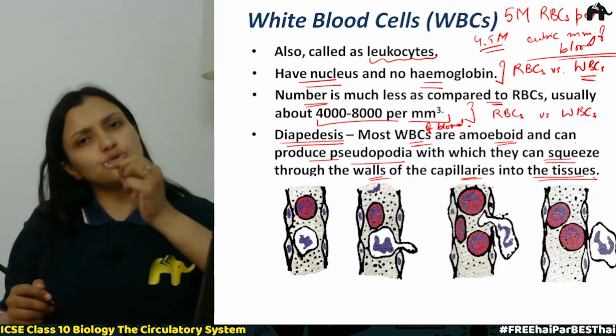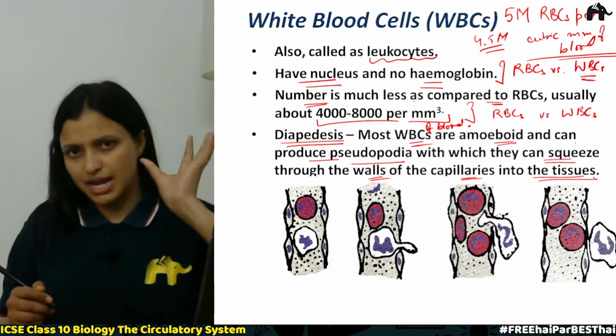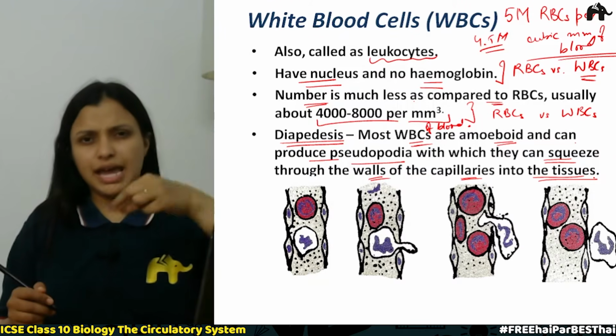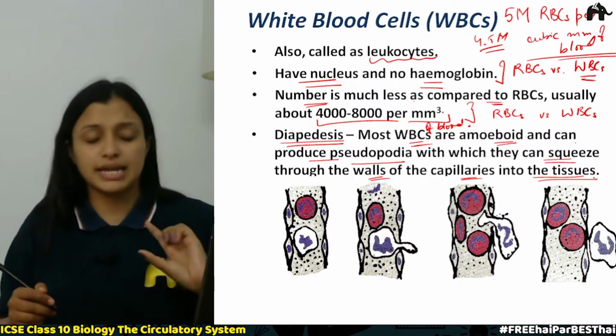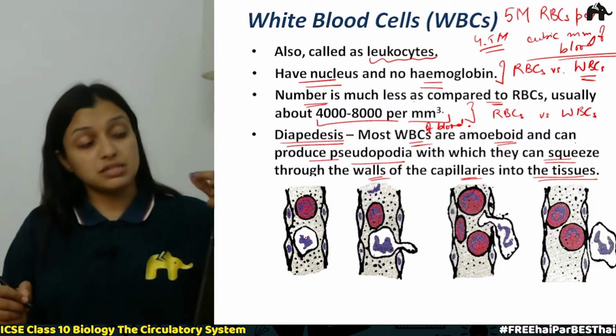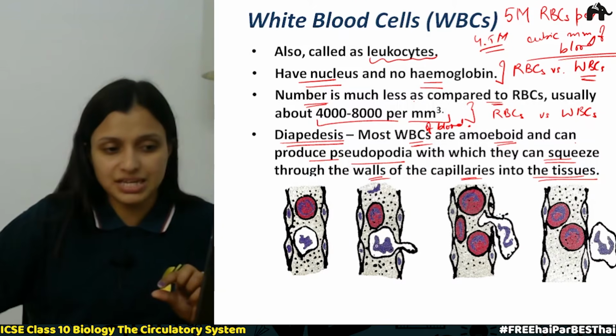Now they need to go into the capillaries. Now we know that capillaries have very thin walls, right? And they have a very small area. They are very narrow in size. So if these WBCs want to go into those capillaries, they form this pseudopodia, as you can see in this structure.